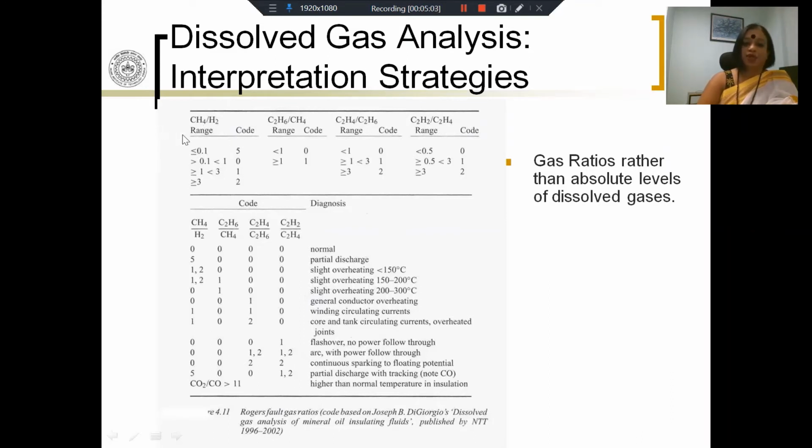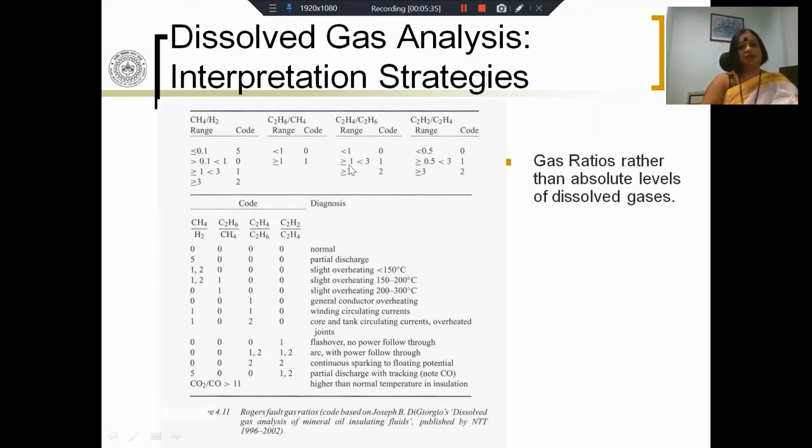And what we do is, depending upon the range in which that value lies, we can assign a code. So if the CH4/H2 ratio is less than or equal to 0.1, code 5. If it lies between 0.1 and 1, code 0. If it is greater than 3, code 2, and so on and so forth. So we look at CH4 by H2, we look at the C2H6 to CH4 ratio, the C2H4 to C2H6 ratio, and the C2H2 to C2H4 ratio. So these are the 4 ratios, and depending upon the values of these ratios, we assign several codes.